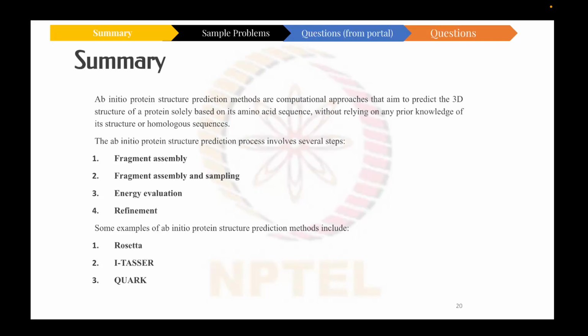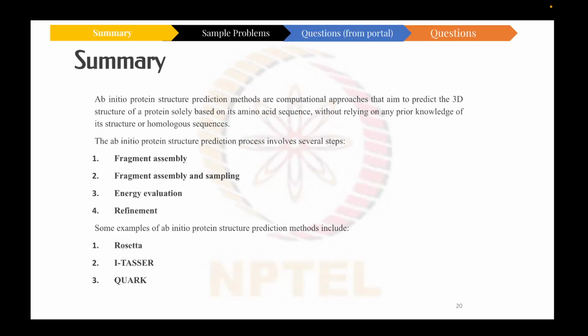Steps involved. The first step in ab initio protein structure prediction is to generate a large number of short protein fragments, typically 3 to 9 residues in length, that represent the possible building blocks of protein structure. The next step is to assemble these fragments into 3D conformations of a protein. This is done by performing a Monte Carlo search through the conformational space, which involves randomly selecting and rotating fragments and evaluating the energy of the resulting conformation.